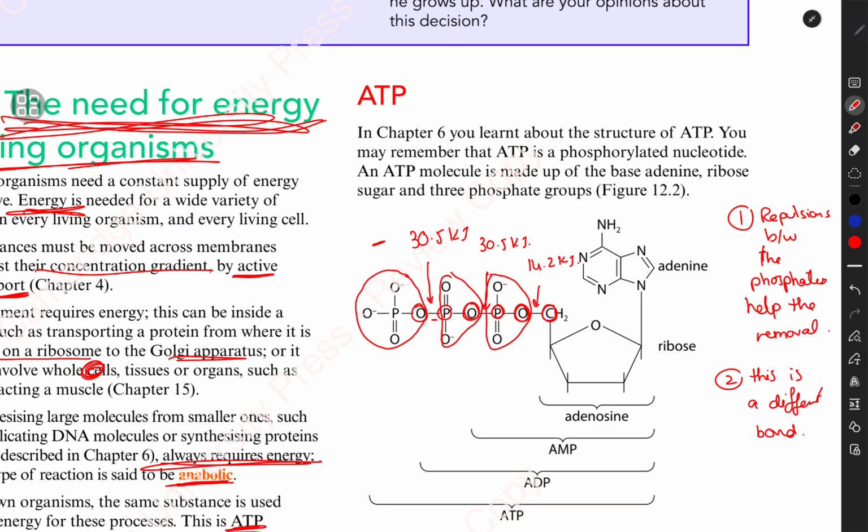So at first we break down oxygen-phosphate bonds, but now we are breaking down an oxygen-carbon bond, which is a different bond and has a different energy.